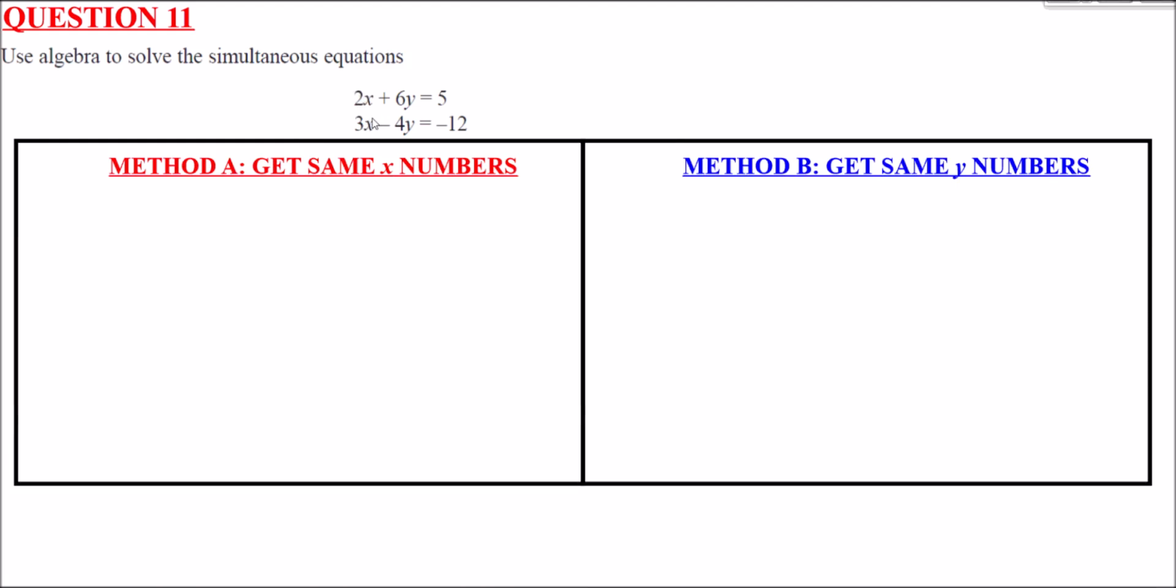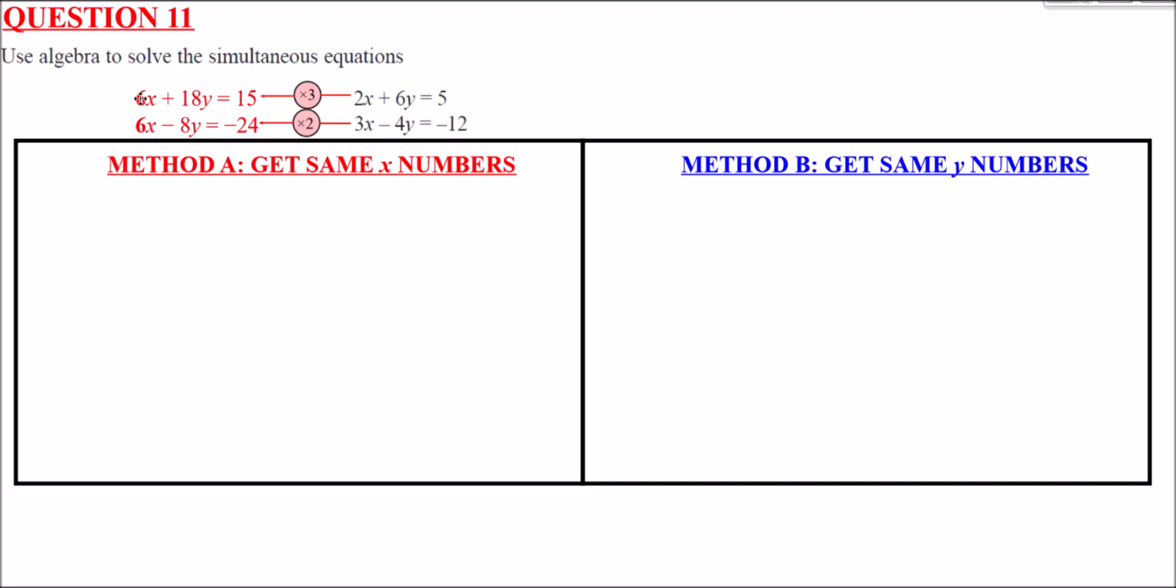So first we'll ignore the signs. Just look at the numbers in front of x, 2 and 3. They don't match. How can I make them match? What's the lowest common multiple of 2 and 3? It's 6. So the key here is to spot that if I multiply the top one by 3 and the bottom equation by 2, I'll get 6x in both equations. The top one becomes 6x plus 18y equals 15, and doubling everything on the bottom gives me 6x minus 8y equals minus 24.